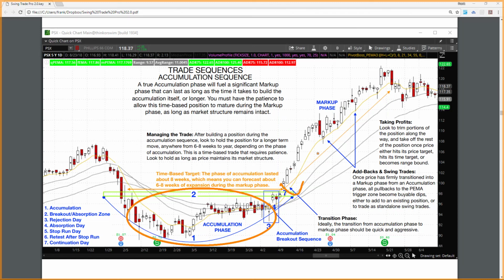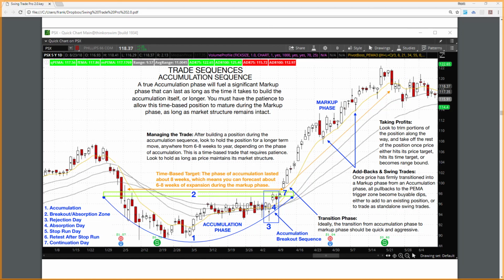8 weeks here, about 8 weeks here. It's not exact. Sometimes this can be 6 weeks of rally, maybe sometimes it can be 3 months, but again, it's going to be about the size of what the accumulation was. So again, pretty strong here.